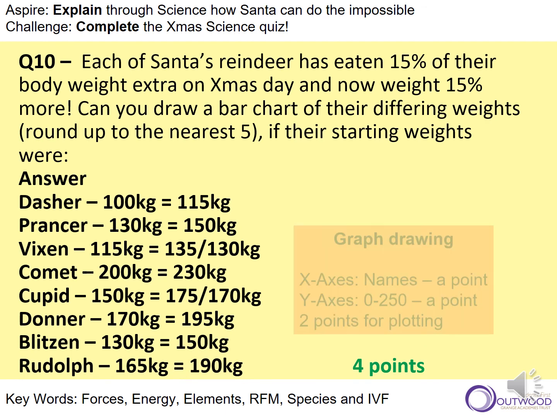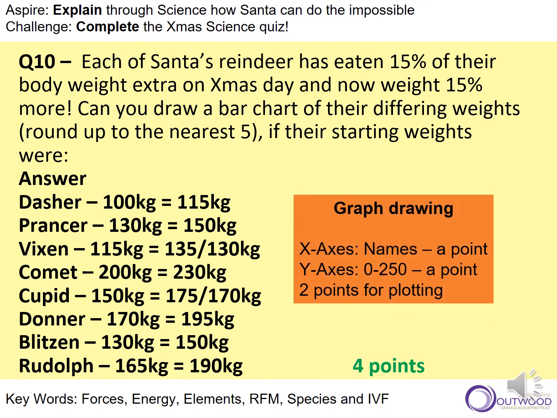Rudolph, 165 to 190. Now, what you get the marks for: x-axis, so the axis that is horizontal, you get 1 point for just simply naming the reindeer. You then get on the y-axis a point for the scale 0 to 250. So if you say using the big boxes, you could do each big box is worth 50, or each big box is worth 25. It depends on which graph paper you use.